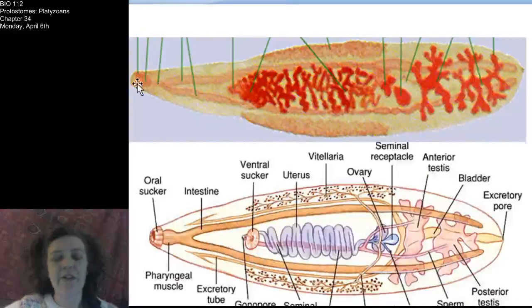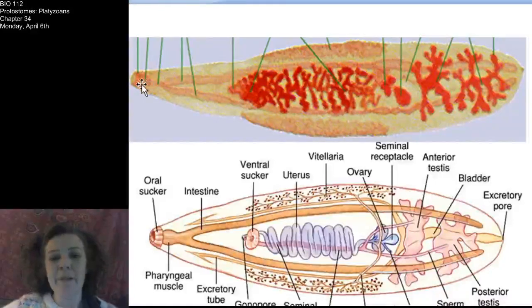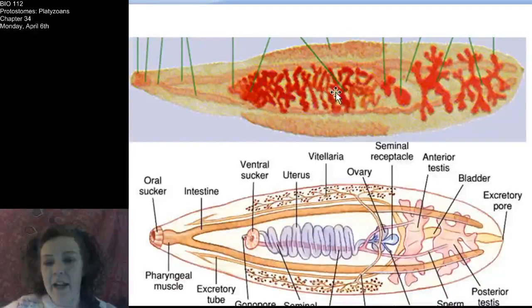Sorry, this is the oral sucker. Duh. The ventral sucker is over here. You have multiple suckers on the animal. But here's the thing: sometimes I've seen the oral sucker referred to as the ventral sucker as well. I've seen both of them referred to as ventral suckers before, so that's not actually incorrect. But oral sucker, ventral sucker. And then the uterus. So this stuff here is the uterus.